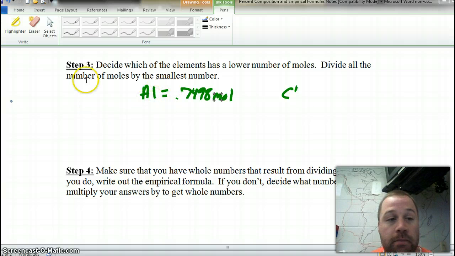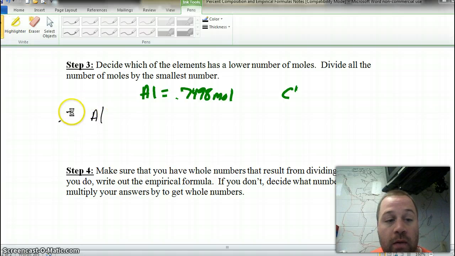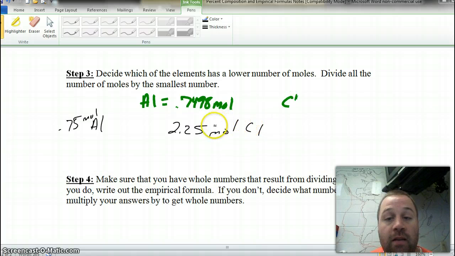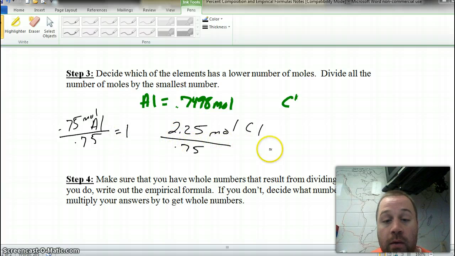So what we solved for on the other side, I'm just going to bring it here, is we had 0.75 moles of aluminum and we had 2.25 moles of chlorine. Our next step is to divide by the smallest number of moles. Well, 0.75 is smaller than 2.25, so we're going to divide by 0.75, divide by 0.75. This is 1, this is 3.